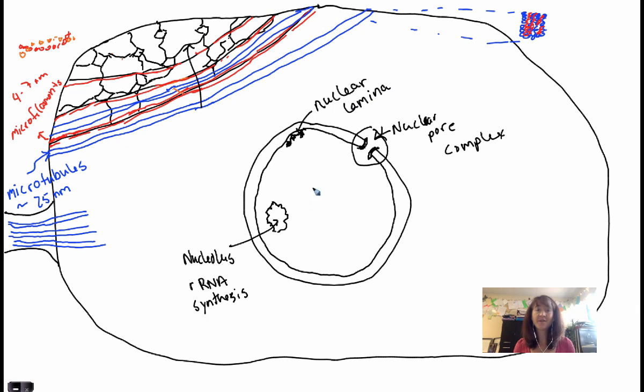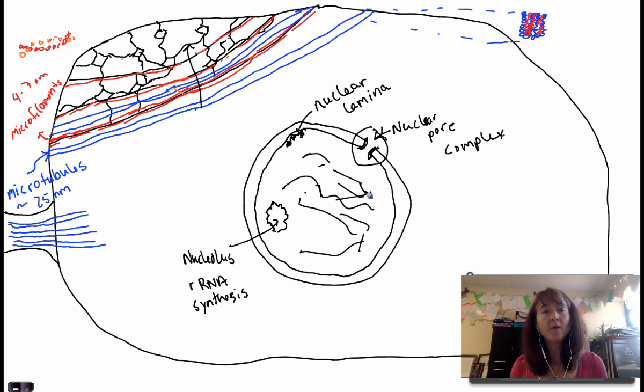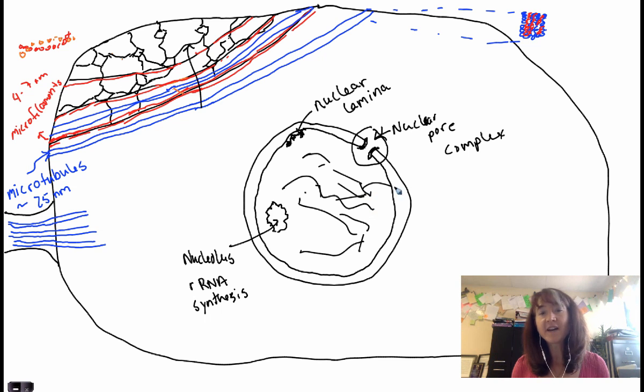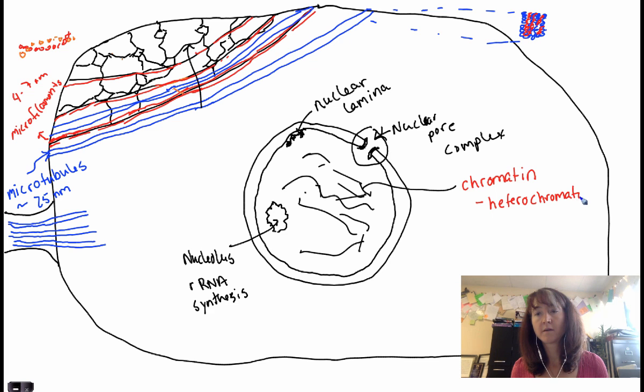And obviously throughout the entirety of the nucleus is our chromatin. We know that chromatin is technically defined as the network of DNA and proteins that form eventually, and during a division, the chromosomes. Now, we can define chromatin as being one of two types. We can either see that it is heterochromatin, or euchromatin.